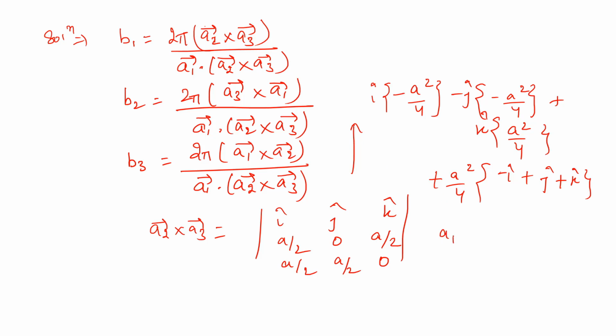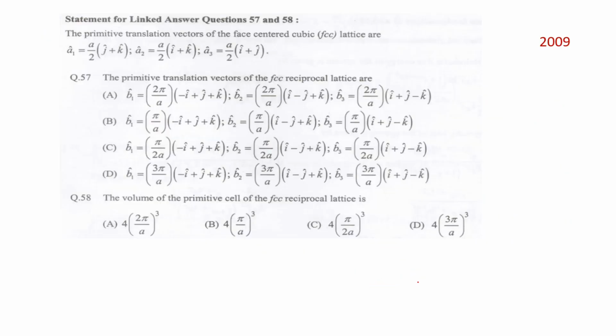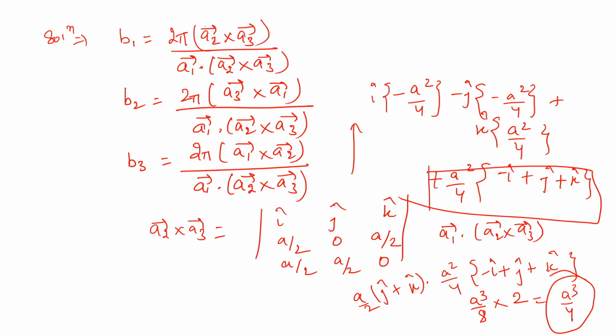So the denominator is A1 dot A2 cross A3. So this is A2 cross A3. Now dot product it with A1, which is A by 2 into J plus K, right? This is A square by 4 into minus I plus J plus K. So this will become A cube by 8 into J dot J is 1, K dot K is 1, so this is 2. So this will become A cube by 4.